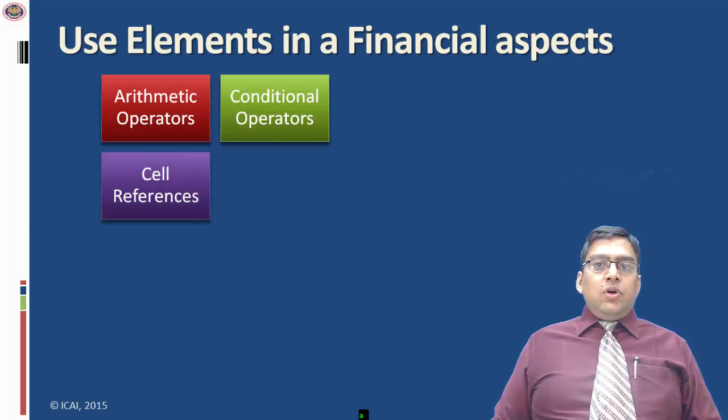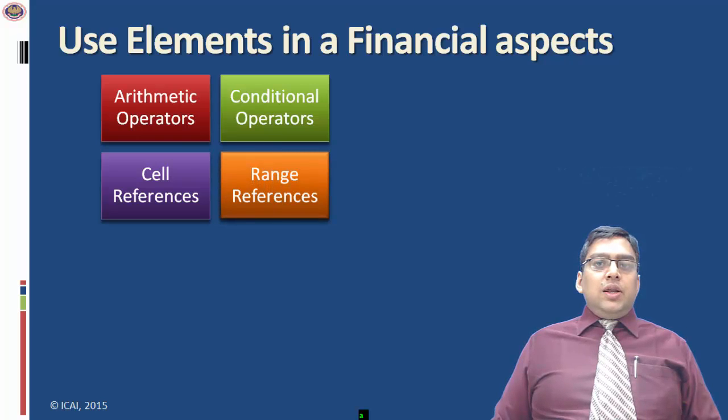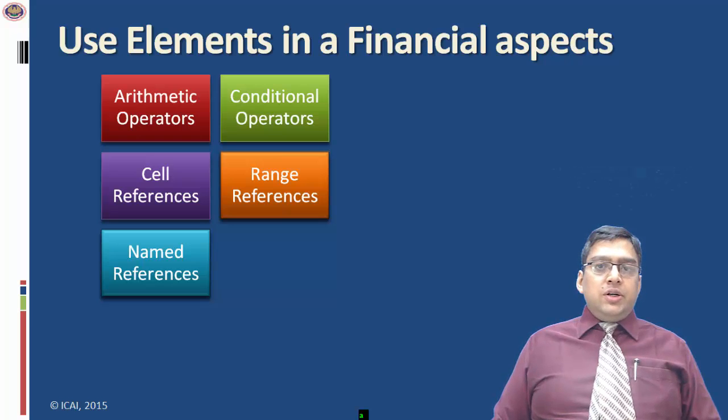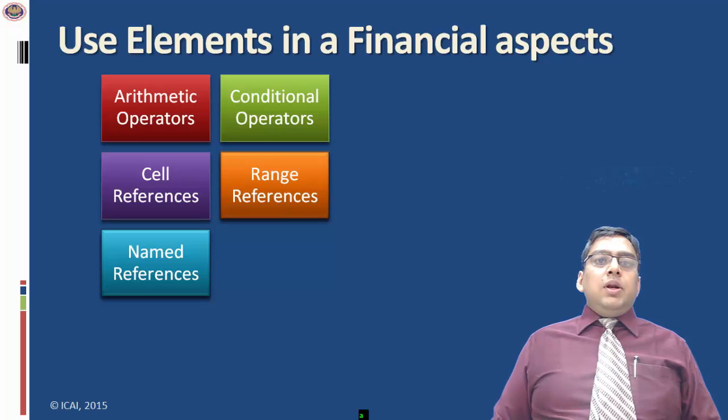Cell reference. We use cell reference in an Excel sheet. Range reference. We can use range like C1 to C10, that means C1 colon C10. Named reference. For creating a named reference, we use Name Manager in an Excel sheet. That can be done through the Formula tab.